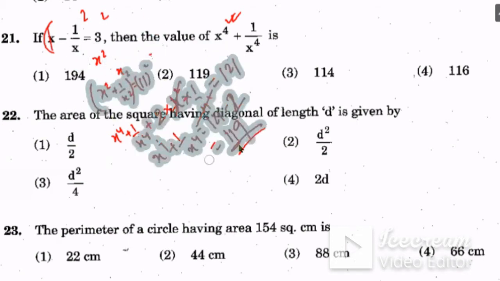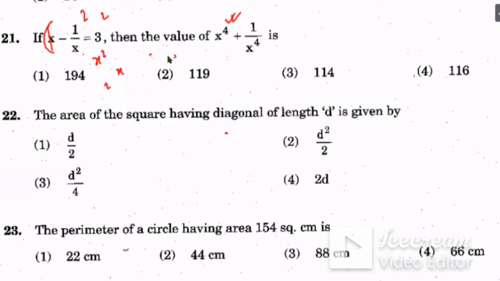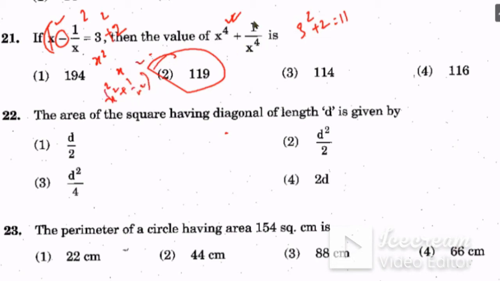So where is the answer? Answer is B. Here is your answer, 119. Now question number 22. So for this, you can have a shortcut. If you want to remember, you can have a shortcut that if you have minus here, then you have to add 2 in this square: 3 square plus 2, that is equal to 11. Then again, you will get x square plus 1 upon x square. Then if you square it, you have to subtract 2 from the square of this, that is 121 minus 2, that is 119.